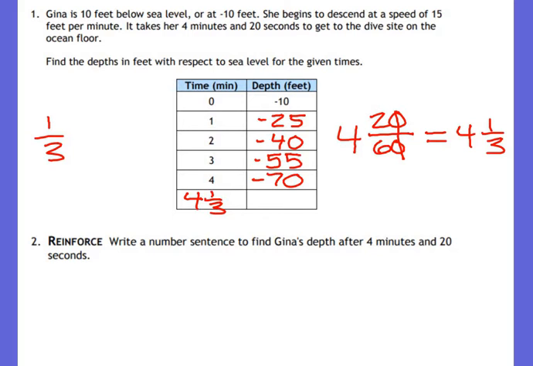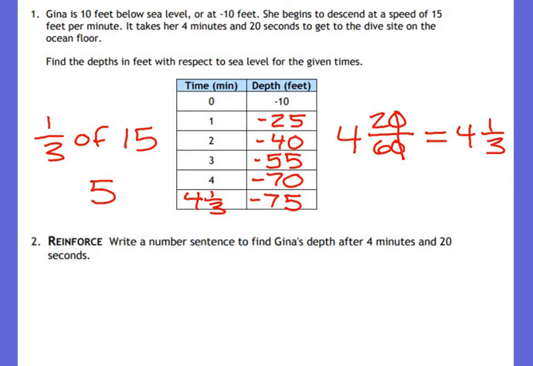Okay, so basically the same thing. 1/3 of 15 is really 15 divided by 3. Where is 15 coming from? The feet per minute. So do I need to go down a whole other minute? No. Just 1/3 of a minute. So 15 divided by 3 is really 5. So how much further is she going down? 5. So where is the depth of her dive site? Negative 75.